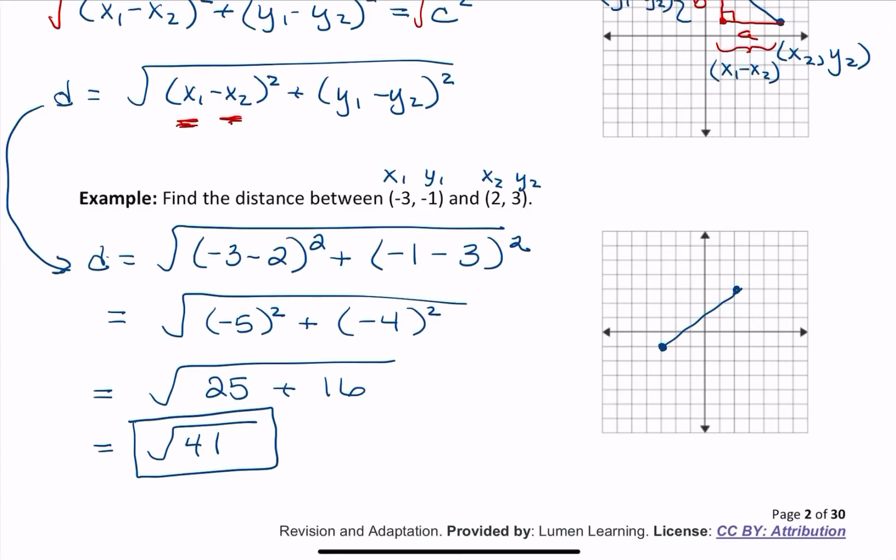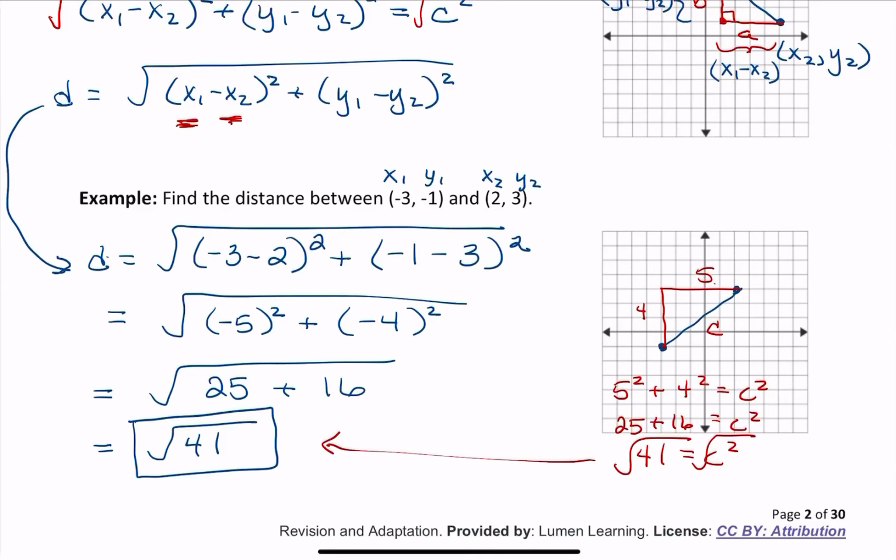If it asks you to round at this point, then you would plug it into your calculator. So I just want to show you that if you did the Pythagorean theorem, I've got a length of 1, 2, 3, 4 here, and a length of 1, 2, 3, 4, 5 here. So that would be a squared plus b squared equals c squared. 25 plus 16 equals c squared. So I've got 41 equals c squared, which is the same thing I got from the distance formula.